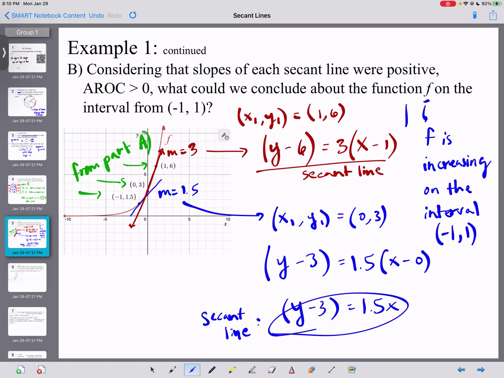Let me actually go ahead and do this so we can see why. Since AROC was positive. If you have a positive AROC, the function has to be increasing, because that's what it means. The slope of the curve, if you were to take a straight edge slope on the curve, you would get something that's moving up. And for that reason, the function is increasing.